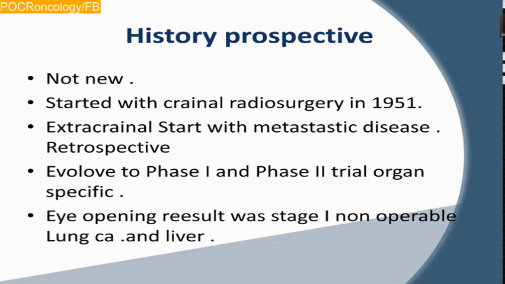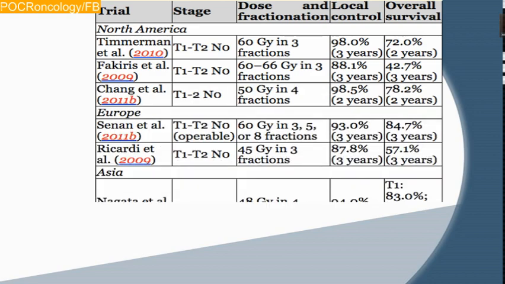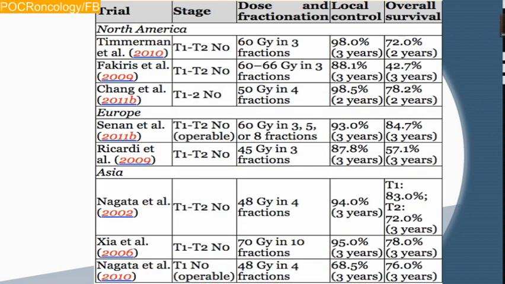This is not something new. It's been there for decades. From 1951, we treated patients with SRS, but to the brain, because the technology wasn't allowing us to move or to control the breathing, and it was very risky, but the brain is stable, no movement. So we treated a lot of brain lesions since 1951. Then the eye opening was the result in early stage lung cancer, in which, as you see, this local control, nobody dreamed about it. Usually our control was 50, 60, and all of a sudden we achieved it in lung cancer.